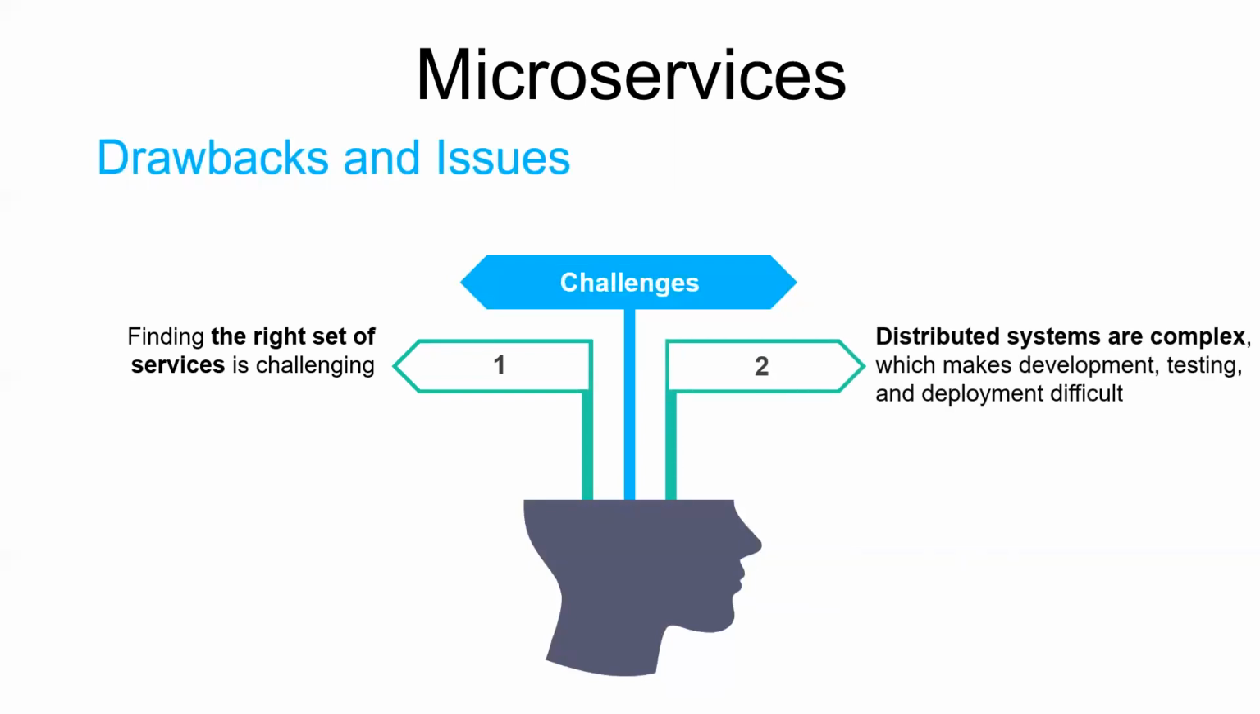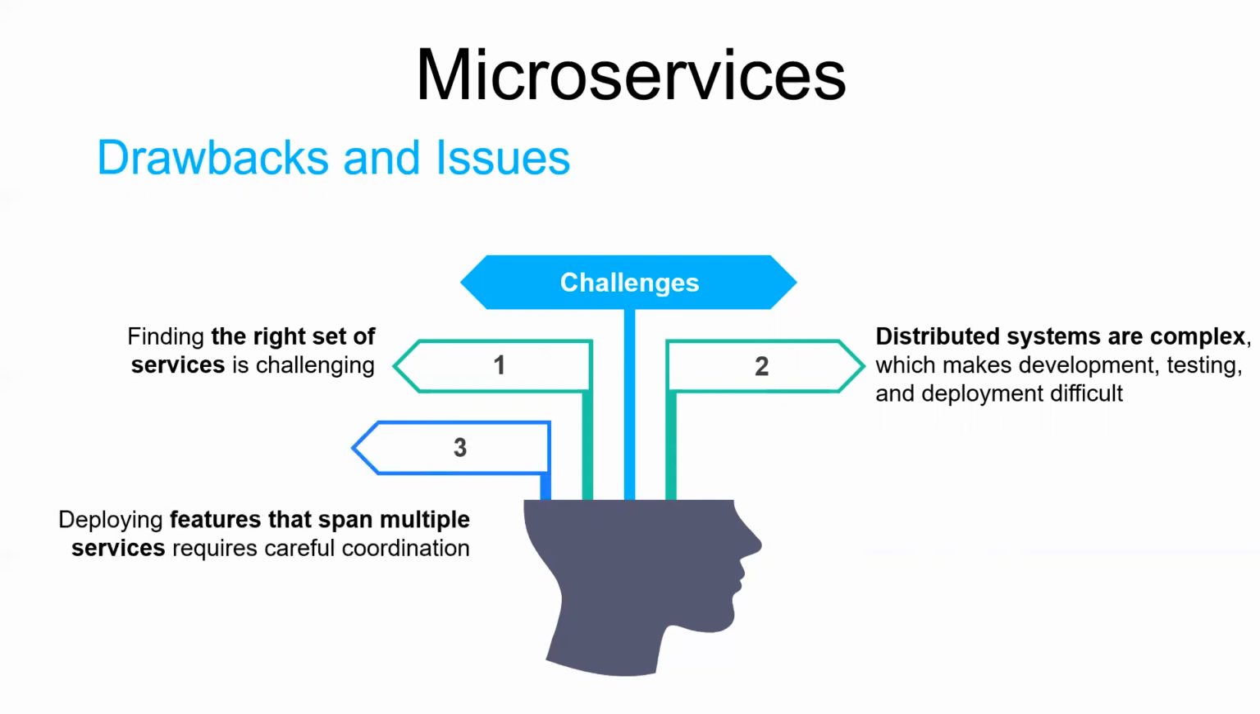The second issue is that microservices is a distributed system, and it is well known that distributed systems are complex and harder to develop, test, and deploy. Another challenge with using the microservice architecture is that deploying features that span multiple services requires, in general, careful coordination between the various development teams. And that's quite different than a monolith architecture where you can easily deploy updates to multiple components atomically.